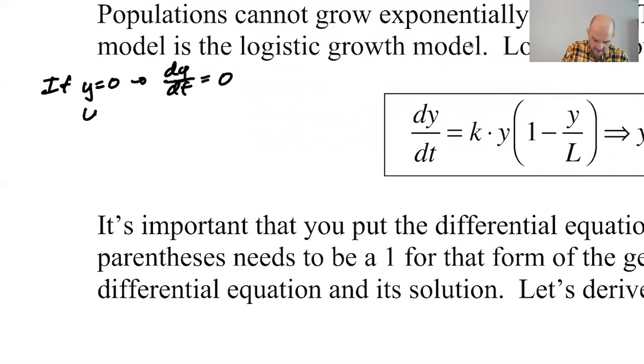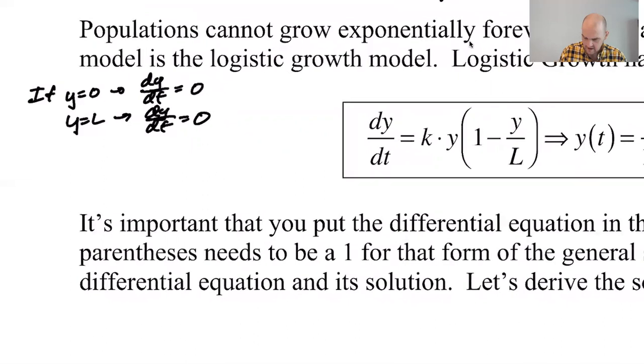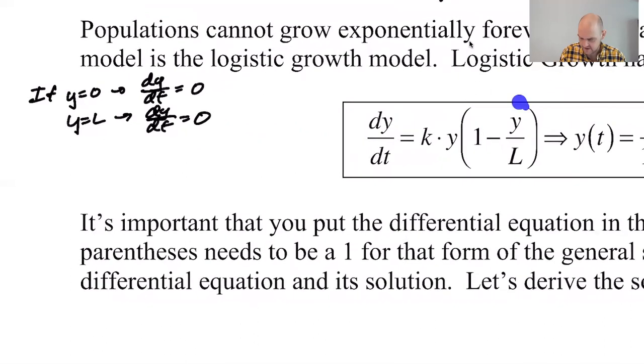Same as if y equals L, then dy/dt equals 0. You can just plug it in and see: L over L is 1, 1 minus 1 is 0, 0 times anything is 0. So if you get y equals 0 or y equals L, you're stuck. You're just on a horizontal line.